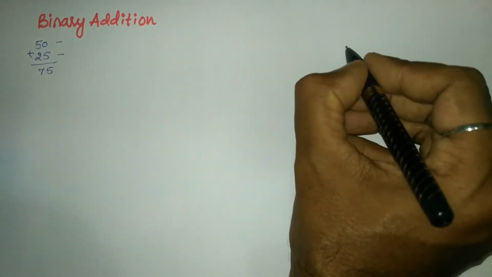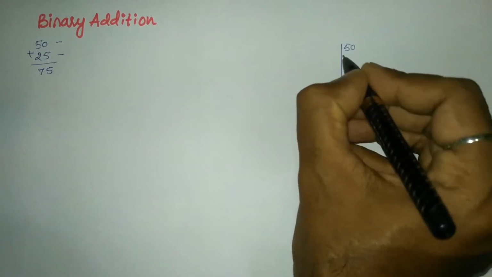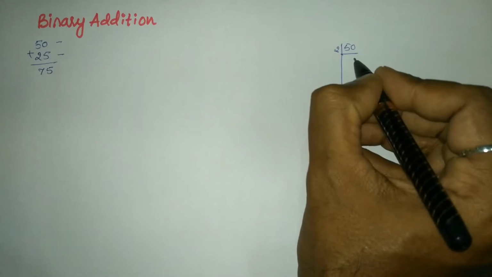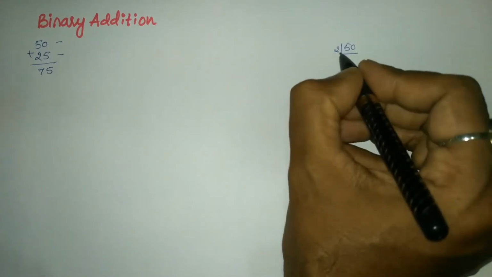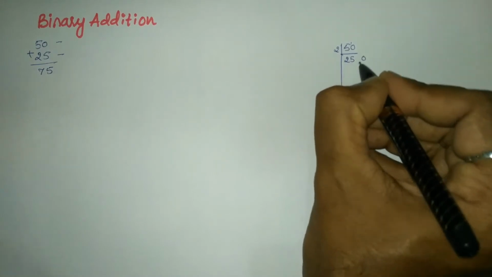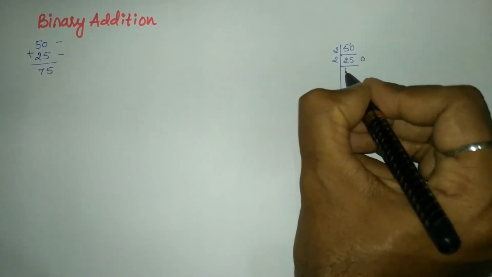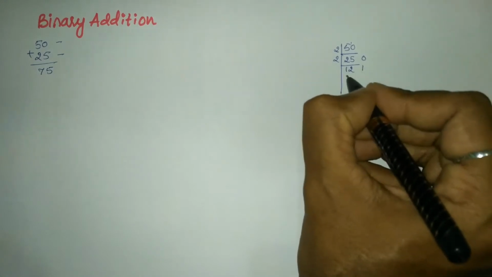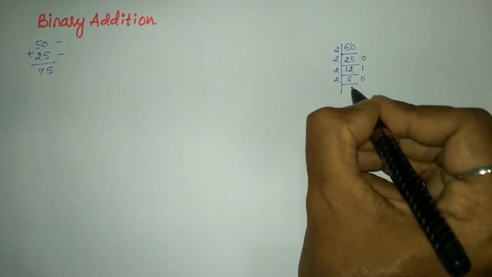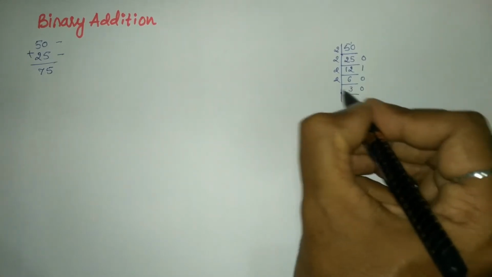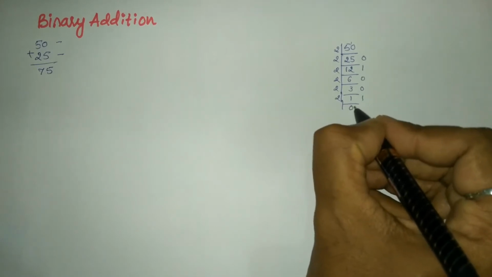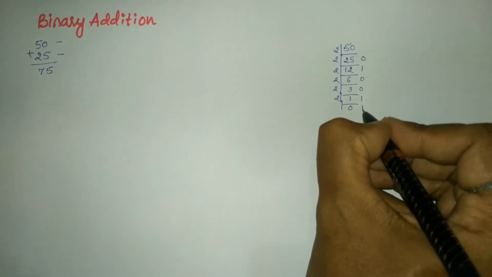Now let us write 50, divide this given decimal number by 2 until the quotient becomes 0. We have to note down the remainders. 2 2s are 4, carry 1, 2 5s are 10, and the remainder is 0. Next, 2 1s are 2, 2 2s are 4, remainder is 1. 2 6s are 12, remainder is 0. 2 3s are 6, remainder is 0. 2 1s are 2, 1 is the remainder, 2 zeros are 0, and this quotient 1 will become the remainder.